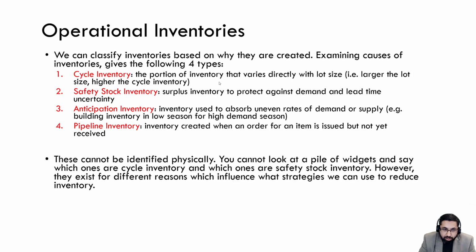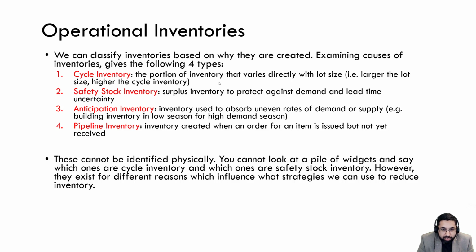Then you have safety stock inventory that is created as a buffer or hedge against uncertainty in the system, uncertainty of demand, uncertainty of supply or lead time, right? So if we have extra inventory just to buffer against those uncertainties, to handle sharp increases in demand, for example, then such inventory will be called safety stock.